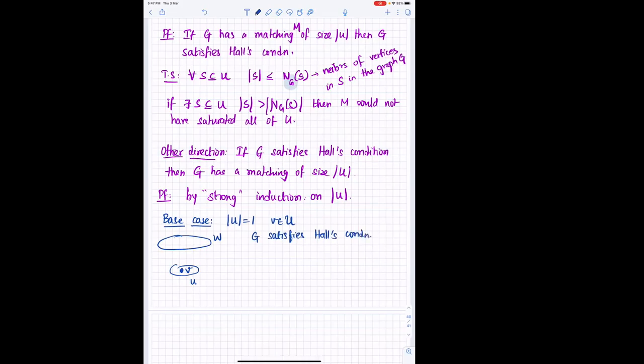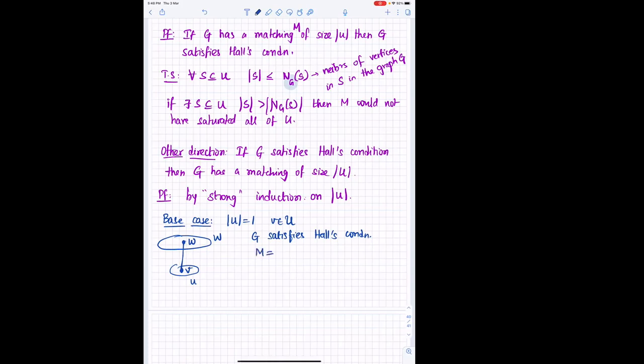So this singleton set containing the vertex V has a neighborhood that has larger size, right? So if you know that there is a neighbor here, let's call that little w. And this edge is in G, right? So now what can you say? I want to construct a matching of size 1. What is that matching?